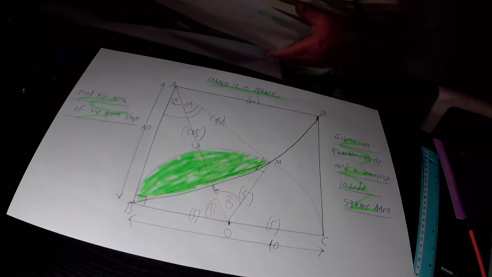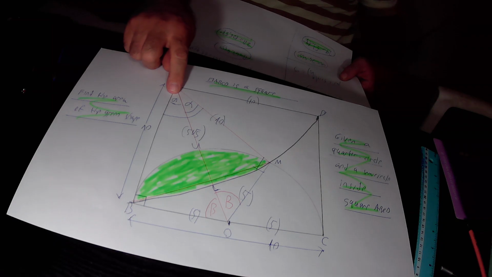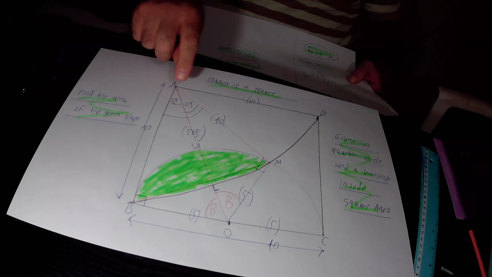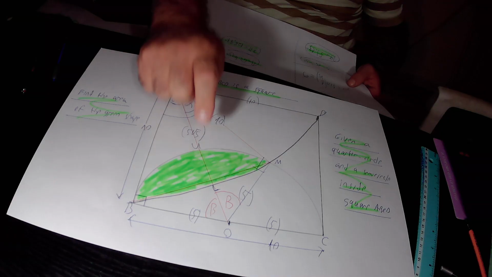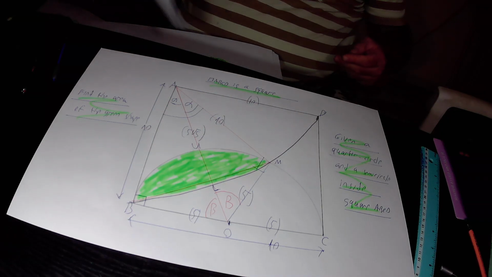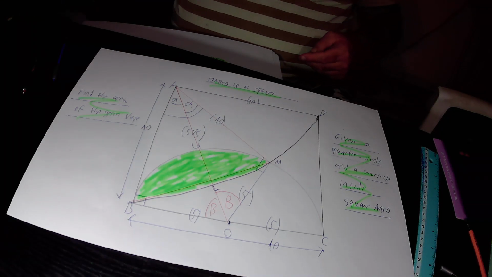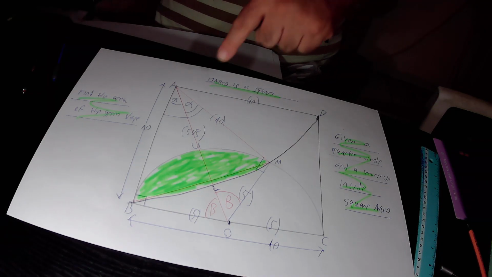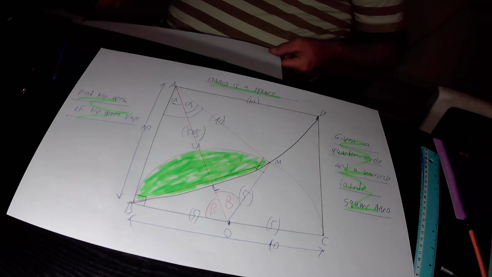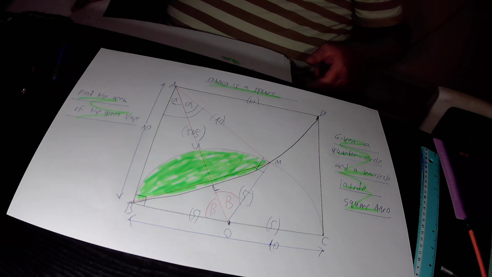And again, I should have found out that alpha equals 26.565 and beta equals 63.435 degrees. Our task is to find out the area of this green shape. So what is the area of the green shape?